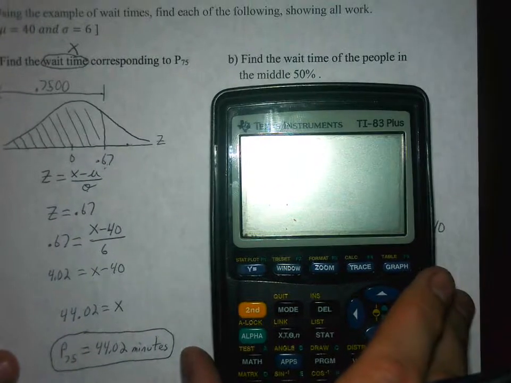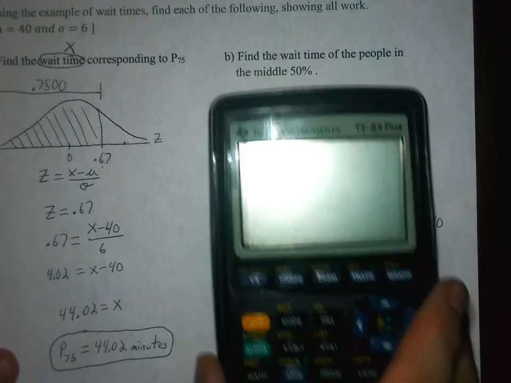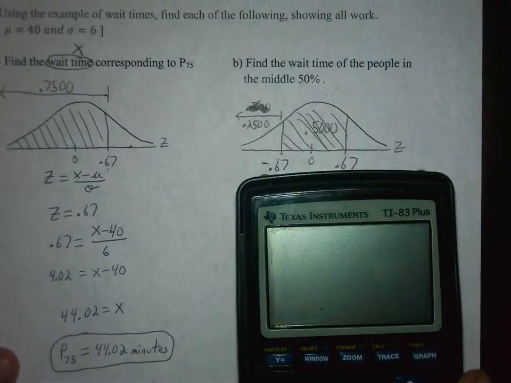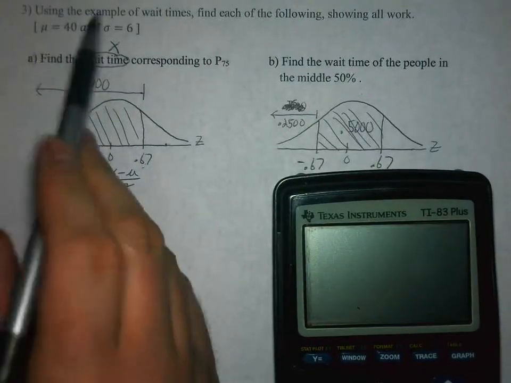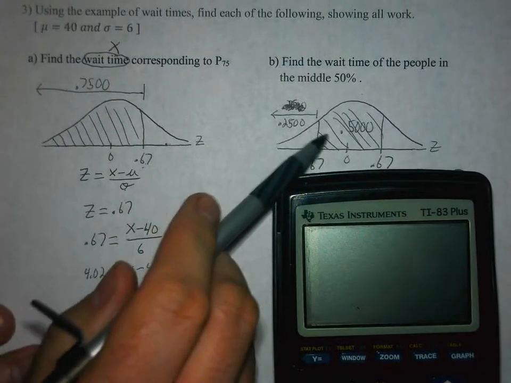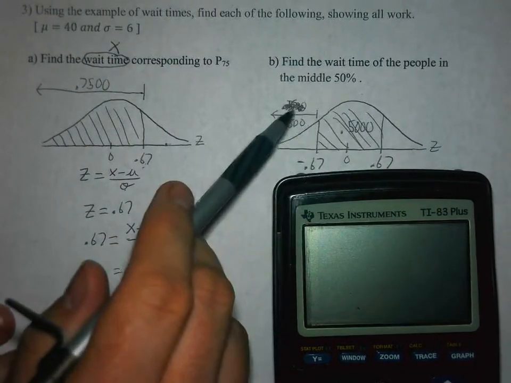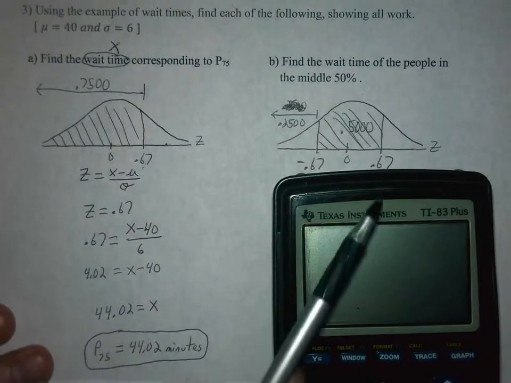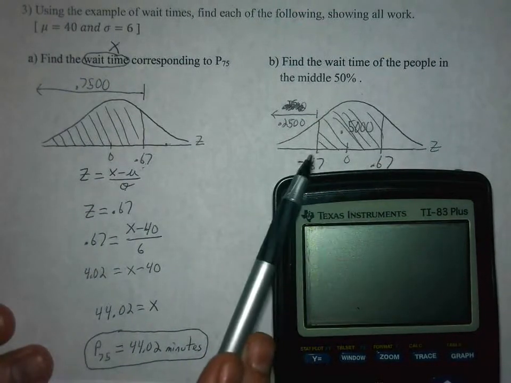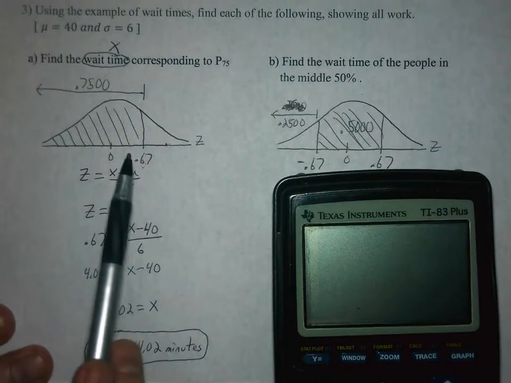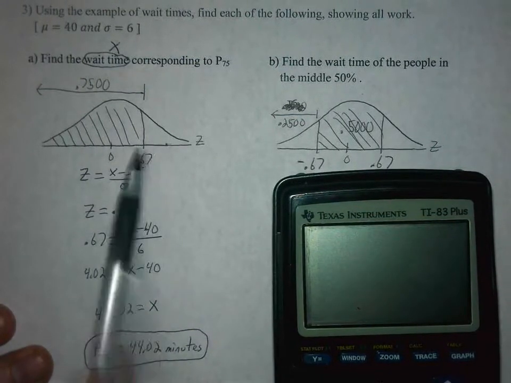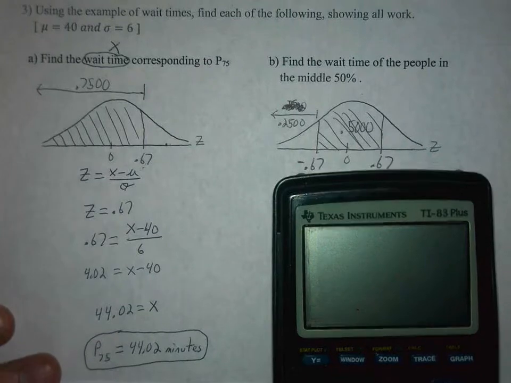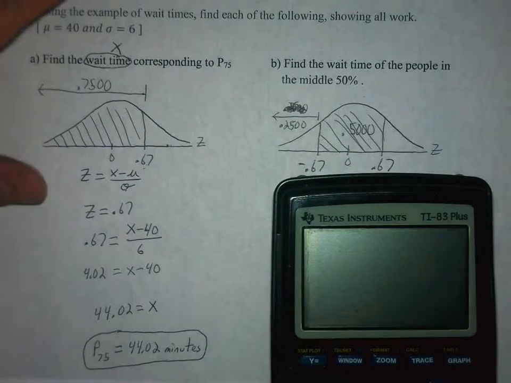Okay, the wait time for the middle 50%. Okay, so part B. Well, notice that 75% is related to the middle 50%. So if you add the 50 and 25, you get 75%. So it just so happens those z-scores, 0.67 and negative 0.67, are related to this last question. Now that's just coincidence that it worked out that way, based on what I asked you.